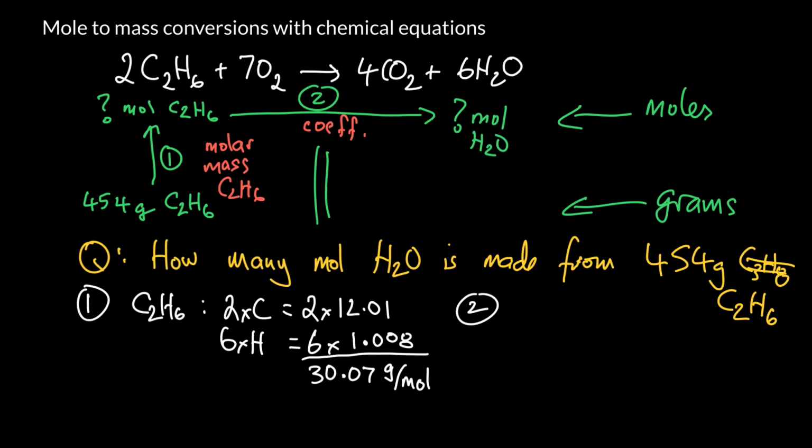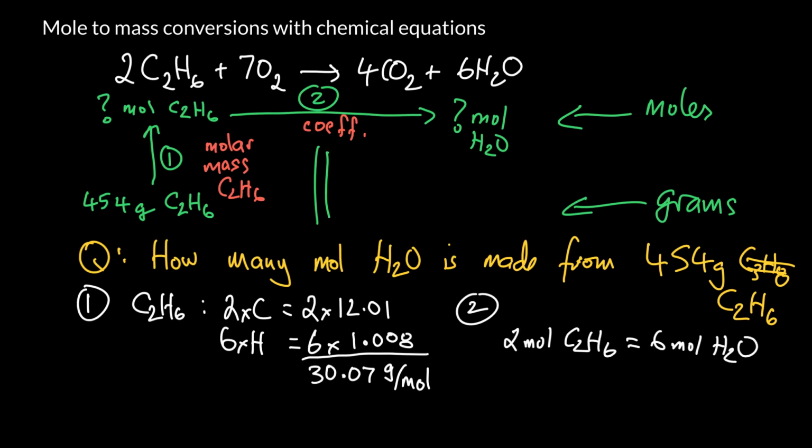And before we put it all together, let's do step 2, the coefficient. So there's 2 moles of this to 6 moles of that. So let's just go ahead and write that molar ratio out. 2 moles of ethane, or C2H6, begets or produces 6 moles of water. So now we are ready to go ahead and rock and roll.